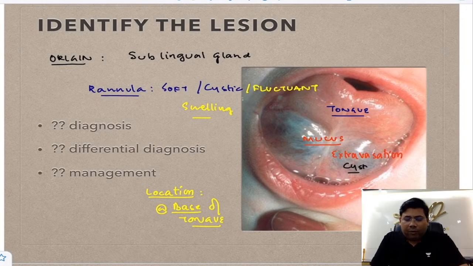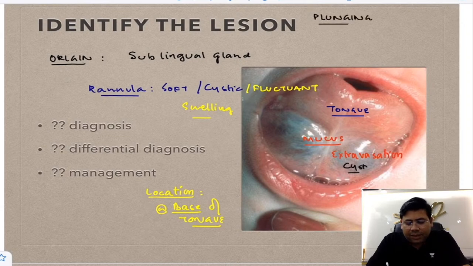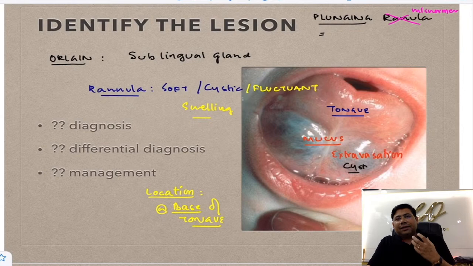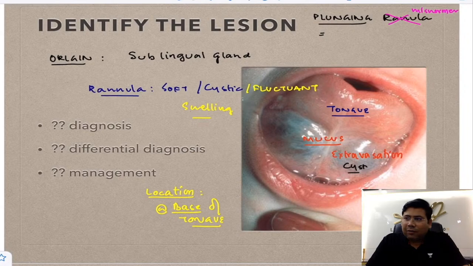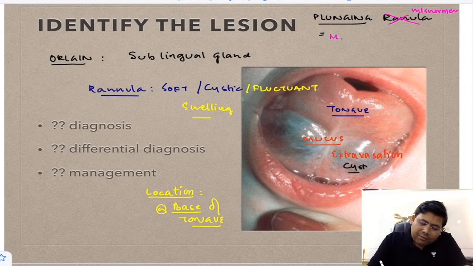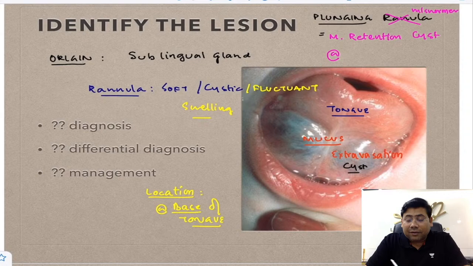Now one very important thing is, what is a plunging ranula? When we talk about plunging ranula, actually the word ranula here is a misnomer. It is not a ranula. Many a times people think that it's a ranula with cervical extension. It's not a ranula. So what is a plunging ranula, students? Plunging ranula is a mucus retention cyst arising from the what? Submandibular gland.